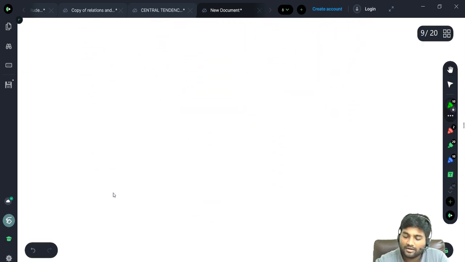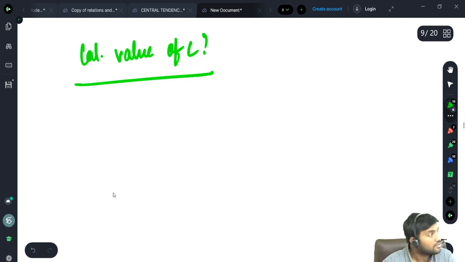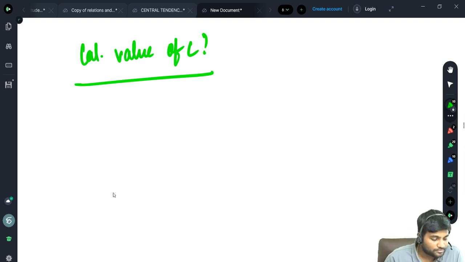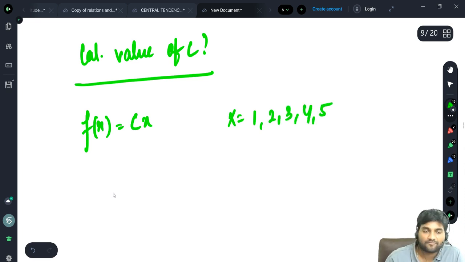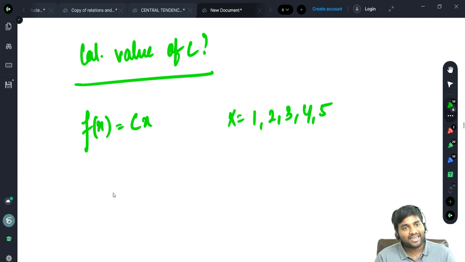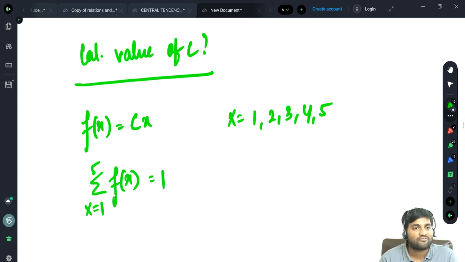Next, write down, calculate the value of c. So, f(x) is equal to cx and the range for x is 1, 2, 3, 4, 5. So assuming it is a valid PDF, calculate the value for c. So how will you do that? Summation of f(x), x runs from 1 to 5, should be equal to 1. If it is a valid PDF, then summation of f(x) should be equal to 1.